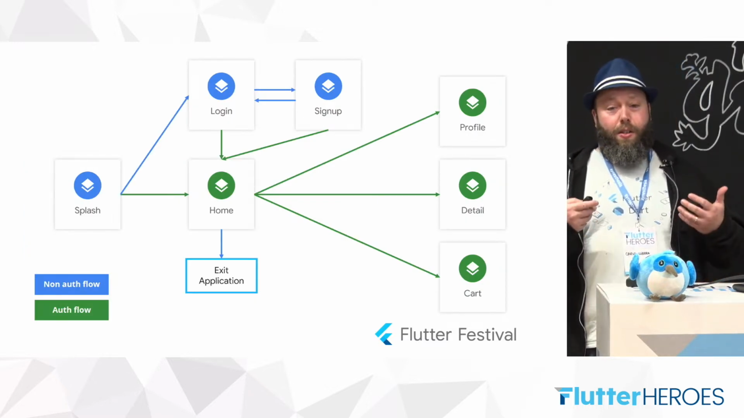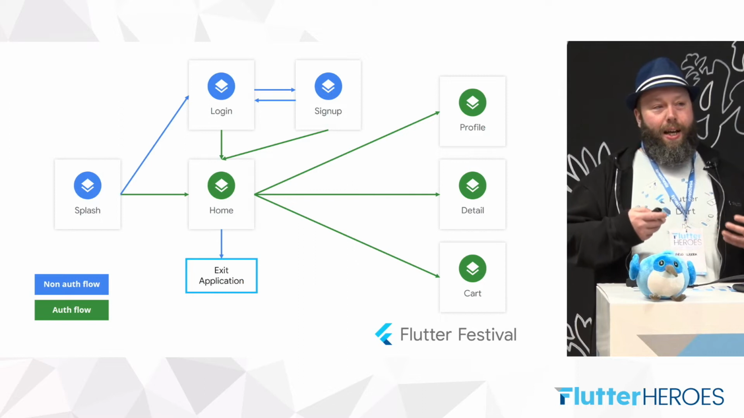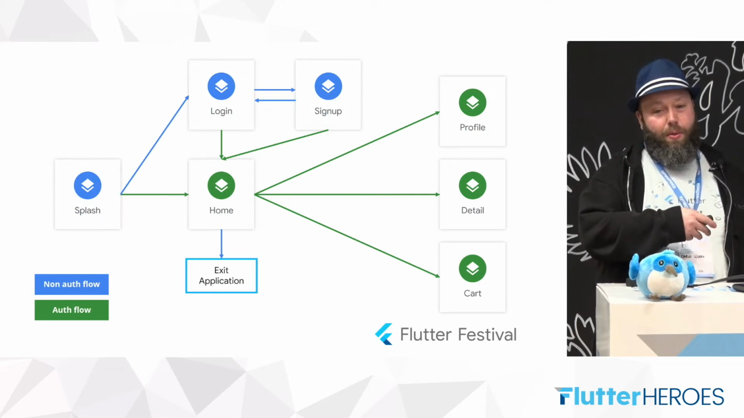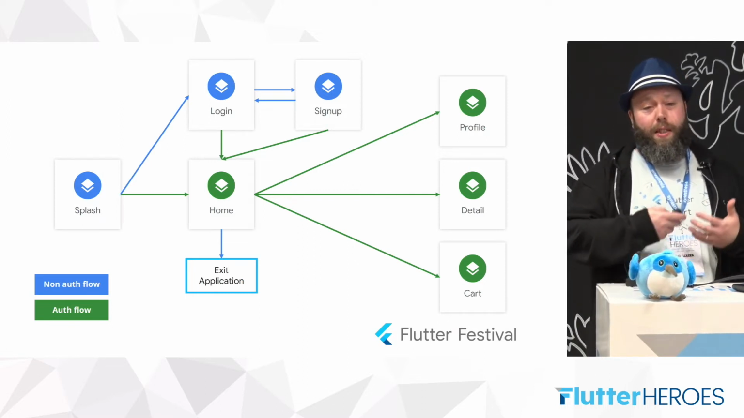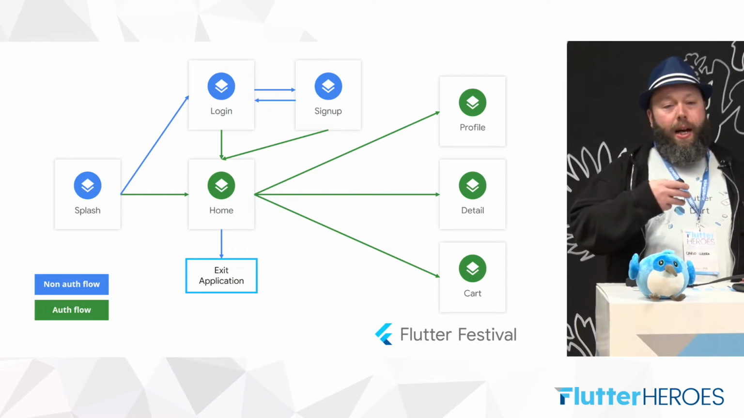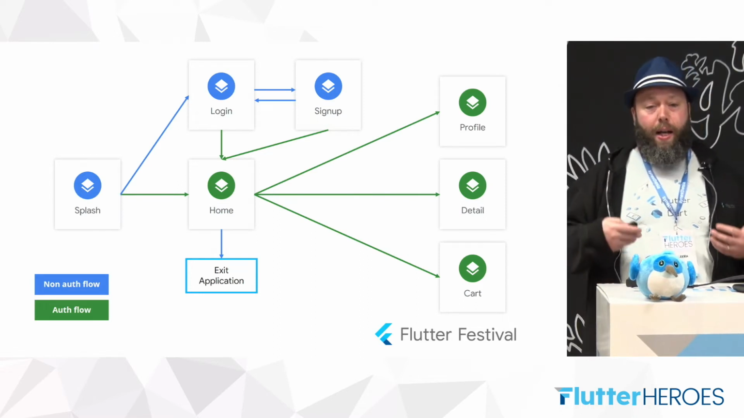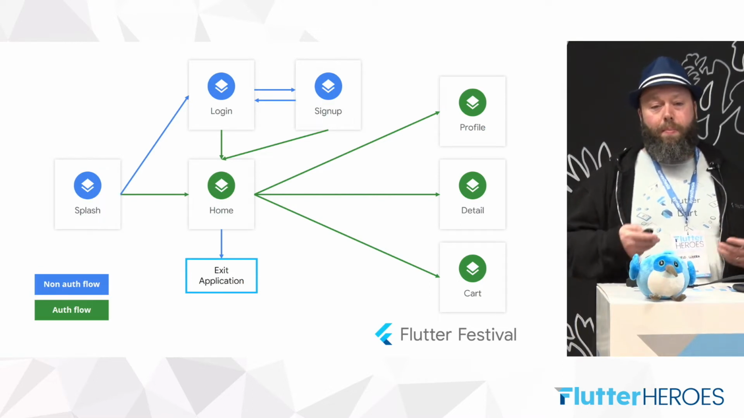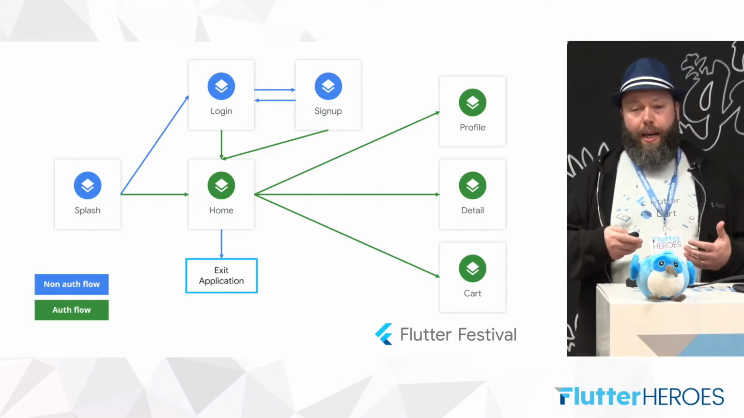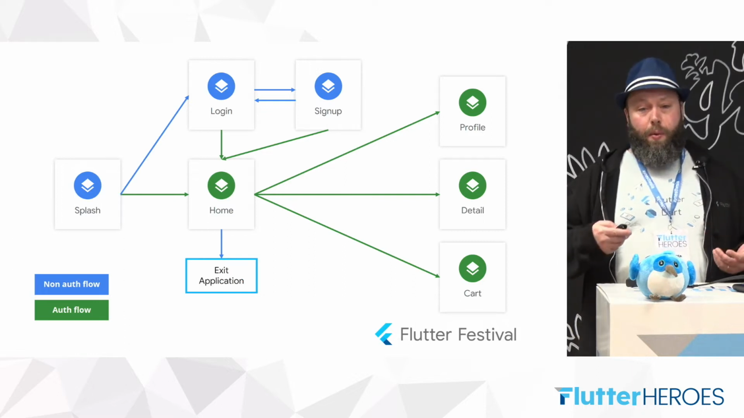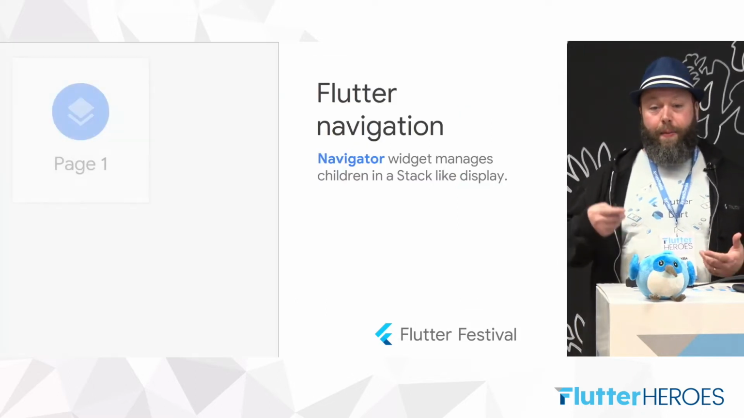Of course, this is not always as simple as going from screen A to screen B. We can have several use cases, like an authenticated flow and an unauthenticated flow, where I need to route the user based on my current status. We will see how we can do that later.